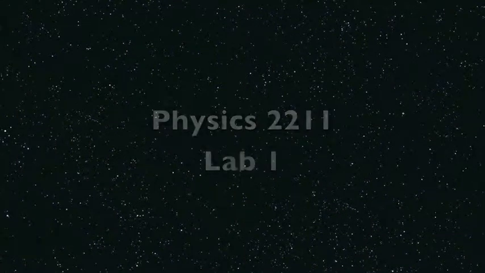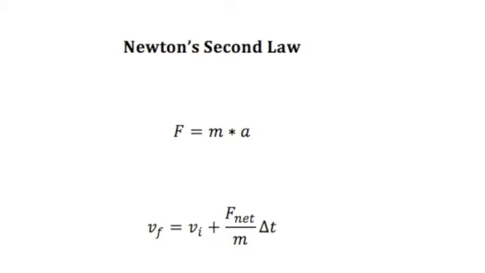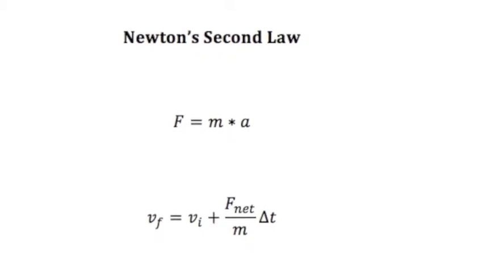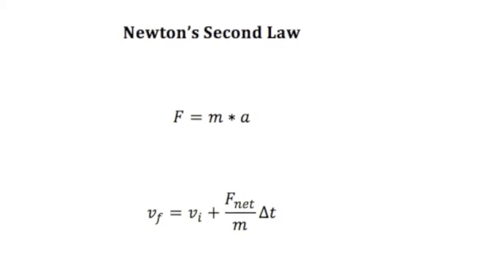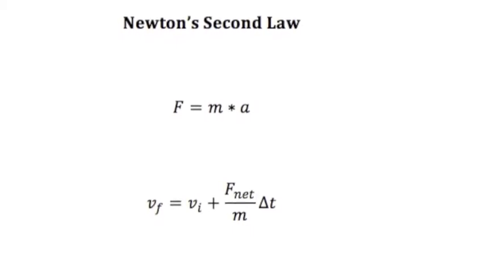For Lab 1, we were tasked to find an object that moves in the same direction at a constant velocity. The purpose of this lab was to use Newton's second law to predict the future motion of an object. This law states that force equals mass times acceleration, which can also be written as final velocity equals the initial velocity plus the net force times the change in time over the mass of the object.